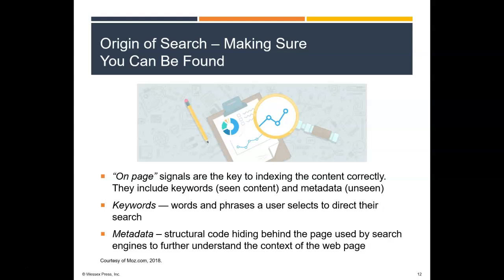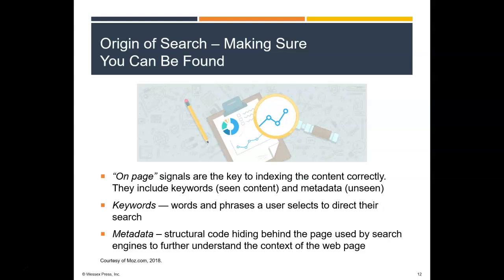Origin of search, making sure you can be found. On-page signals are the key to indexing the content correctly. They include keywords, seen content, and metadata, which is unseen. Those are the things behind the scenes that consumers don't even know you're analyzing while they're on your website.